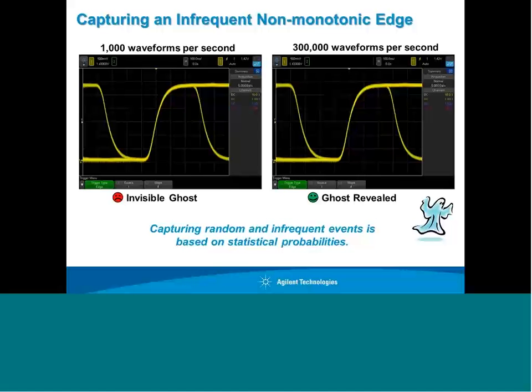So here we show an example, the one I showed earlier, of the non-monotonic edge, a very infrequent signal that sometimes has a slow rising edge. On the waveform display on the left, we've intentionally slowed down the scope's update rate to 1,000 waveforms per second versus the scope on the right, which is updating at 300,000 waveforms per second. The scope on the left totally misses and does not show you that you have a signal problem. The scope on the right does show you that you have a signal problem.